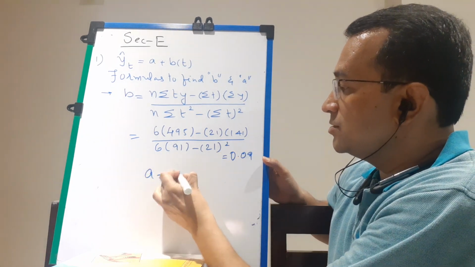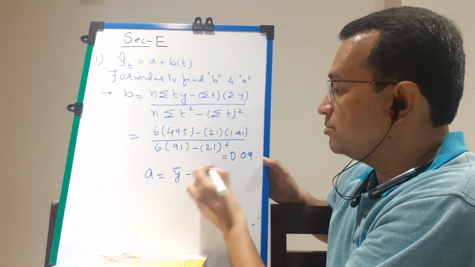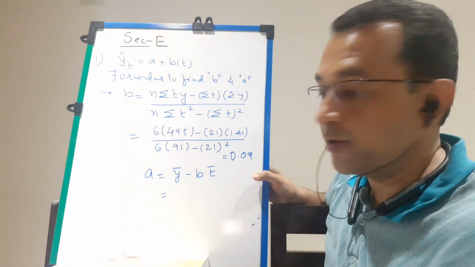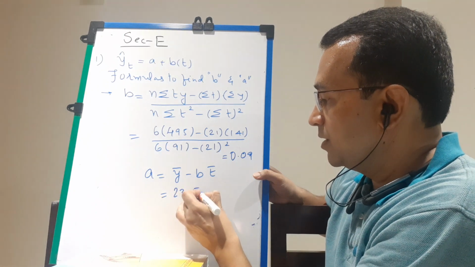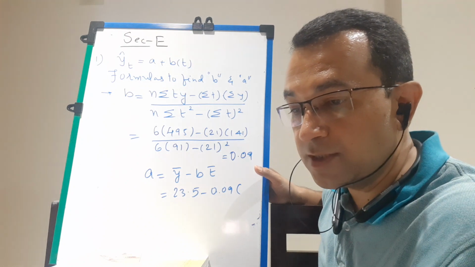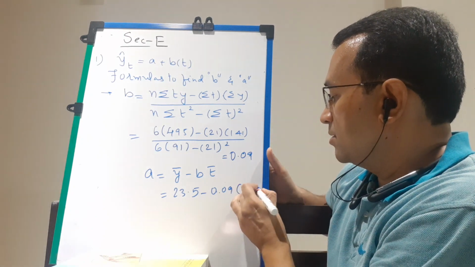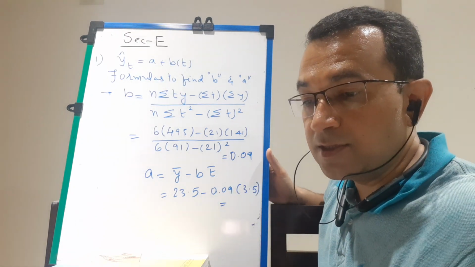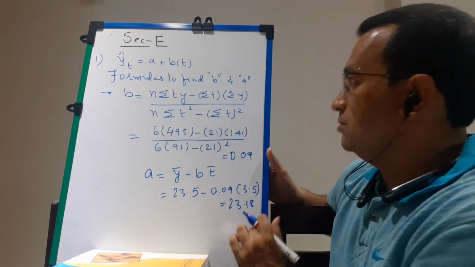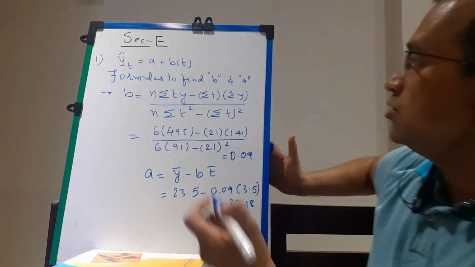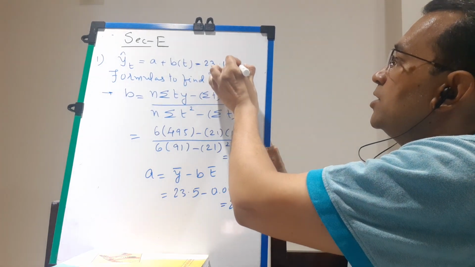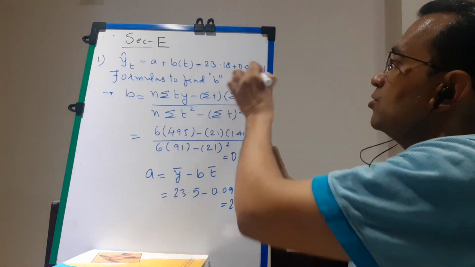And A is equal to y bar minus bt bar. What is the value of y bar, students? 23.5 minus 0.09, and t bar, students, is 3.5. So simplifying this comes out to be 23.18. So students, substituting the values of A and B, the trend line equation will be 23.18 plus 0.09t.